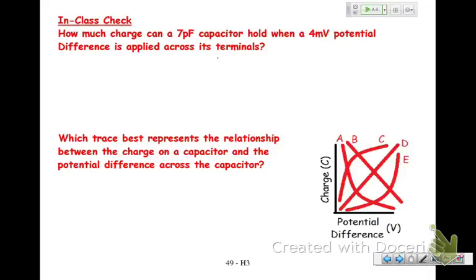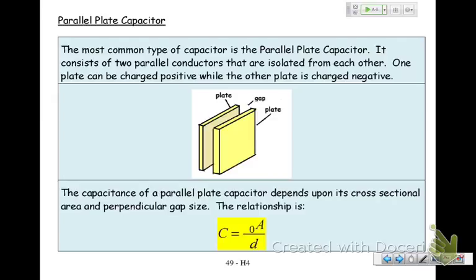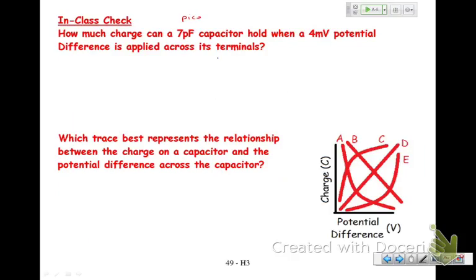How much charge can a 9 pF capacitor hold? What's pF stand for? Pico. How much charge? Have you not got this? Oh, I added this in. Sorry. So how much charge can a 7 picofarad capacitor hold when a 4 millivolt potential difference is applied across the terminals?